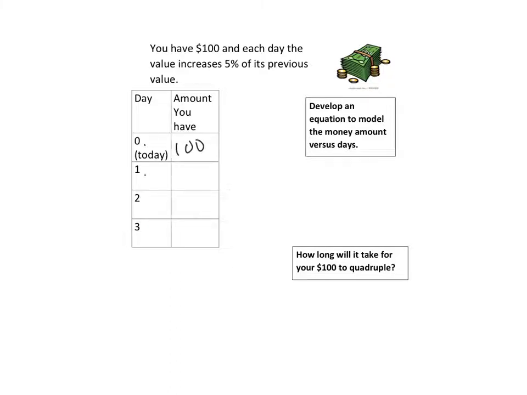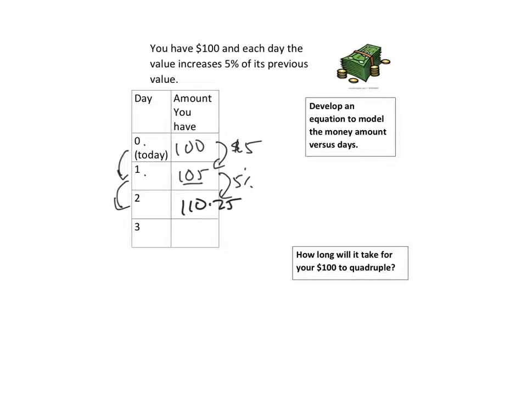But the next day, it's going to increase by 5%. So 5% of 100 is $5, and you add it on, so you have a total of 105. Now the next thing is, what happens on the second day? Well, it's also going to increase by 5%, and if you did all this work, you find 5% of 105, and then you add it on to 105, that would give you $110.25.